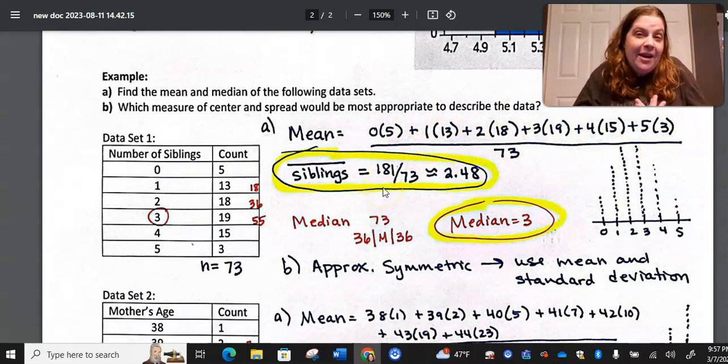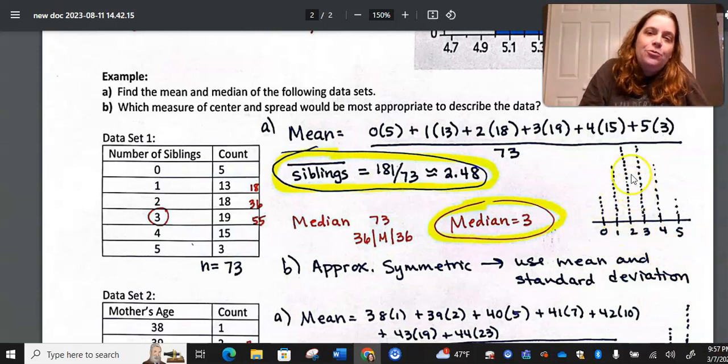So that's the same thing I would get if I were to individually add up all these dots. 0 plus 0 plus 0 plus 0 plus 0. 1 plus 1, 1, 1, 1, 1, 1, 1, 2, 2, 2, 2, 2, 2, 2. Right, all this stuff there. So I get that 181 divided by 73, and I get 2.48.